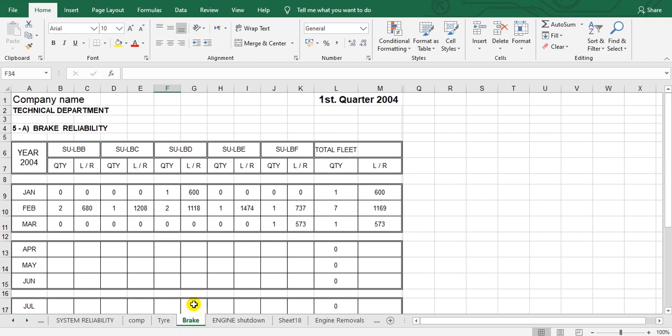Go to the brakes, the brakes reliability. Take care here in the brakes. It is new or overhauled or heat sink. You look at the number of landings or cycles to check this. If heat sink, the number of landings is less than the new. Okay.